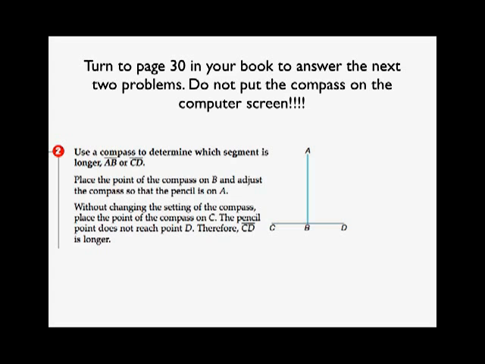Place the point of the compass on B and adjust the compass so that the pencil lies on the point A. Without changing the setting of your compass, now place the point of the compass on C. The pencil does not reach point D. Therefore, the segment CD is longer than the segment AB.